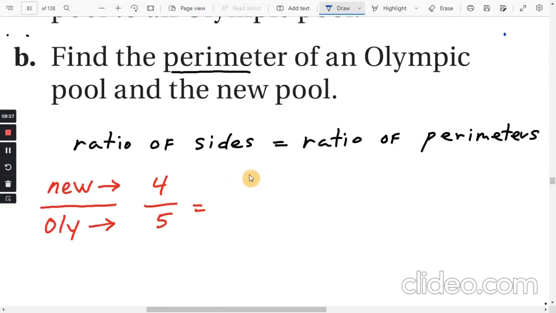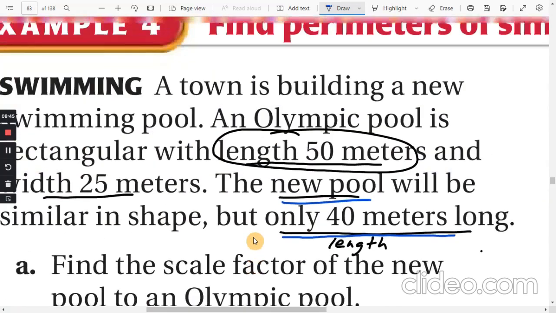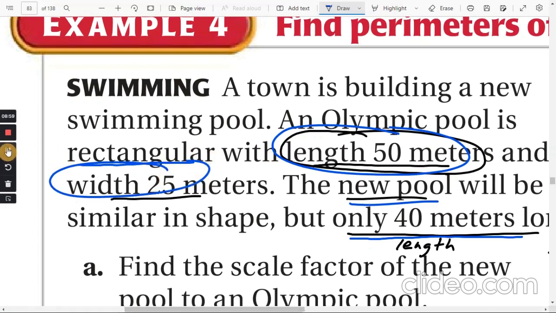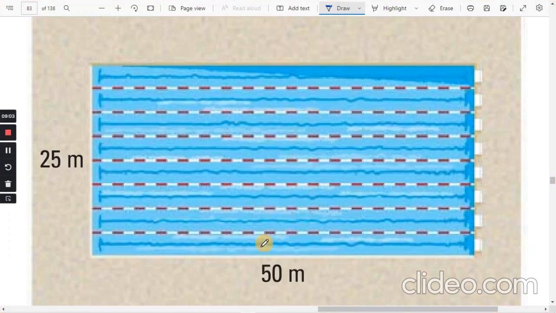So in the numerator, I'm going to put P for perimeter, and that's going to be the new pool. Now, the perimeter for the Olympic pool, that's going to be easy to find. Okay, for the Olympic pool, they said it's rectangular, and the length is 50, and the width is 25. So this is what it looks like right here. Now we know for a rectangle, the sides across from each other are congruent. If this one is 50, then that one is 50. If this one is 25, then that one is 25. So since perimeter is distance around, we can just add these 4 side lengths. Okay, alternatively, we can do 50 times 2 plus 25 times 2.